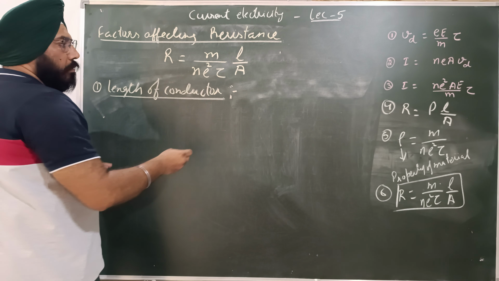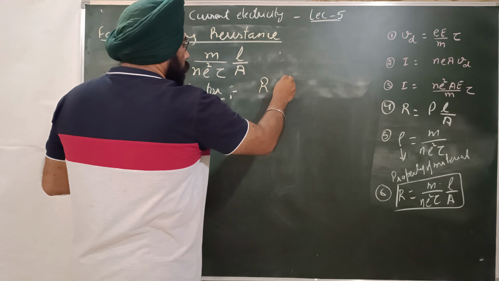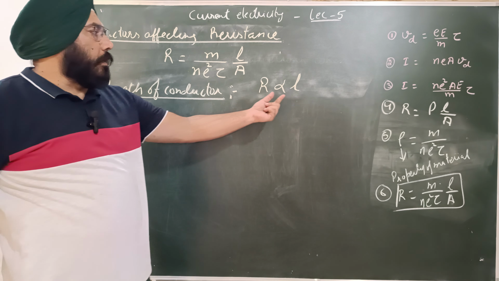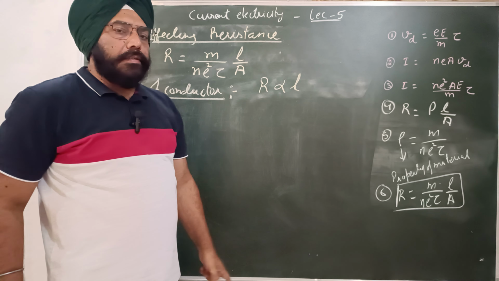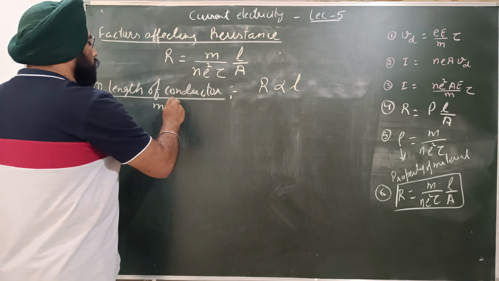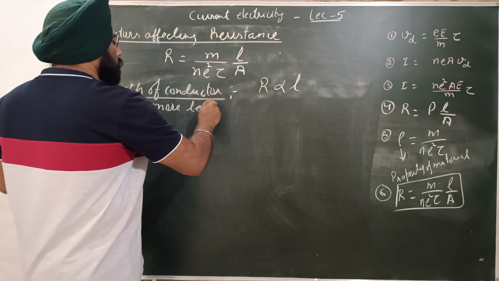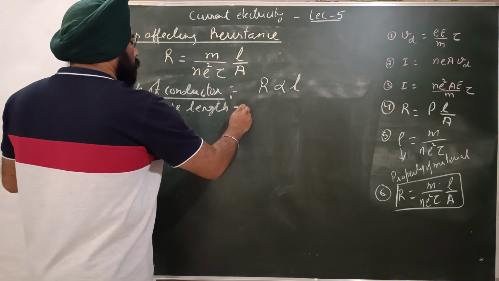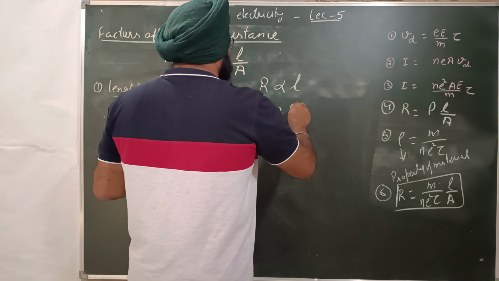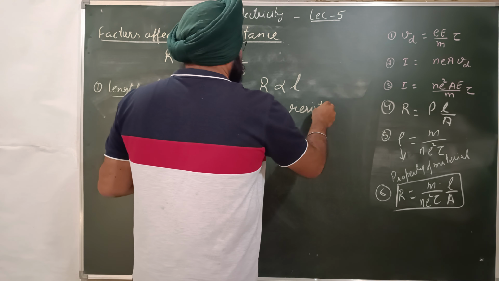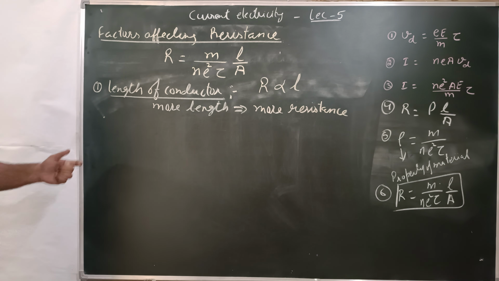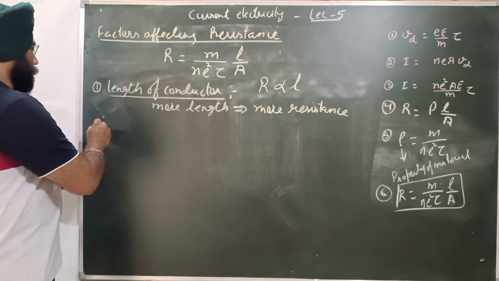From here we get R directly proportional to L. Directly proportional means if the length of the conductor increases, then the resistance also increases. So in simple words, more length implies more resistance. This is the first factor that affects the resistance.